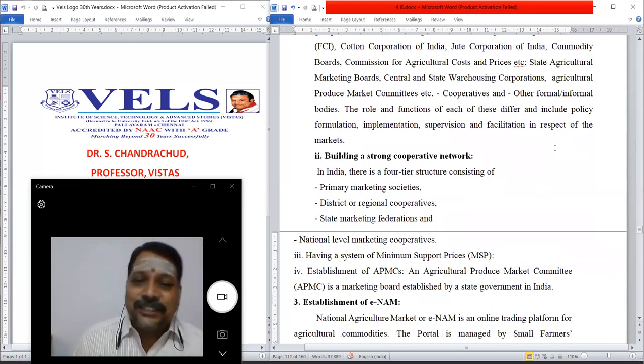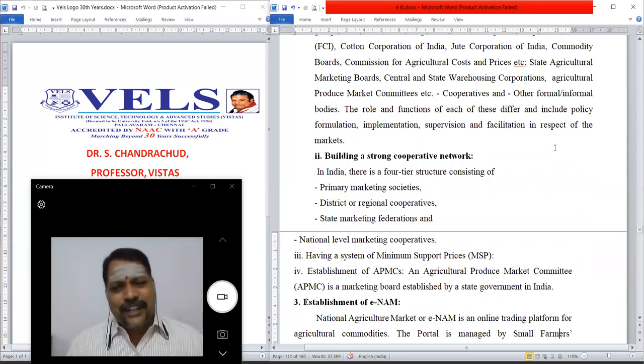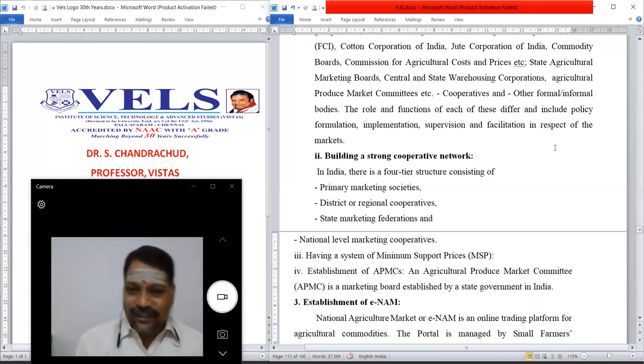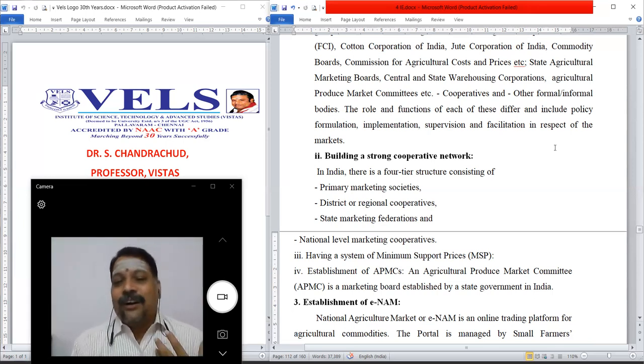So the next best solution is to create a cooperative network. India followed a four-tier structure: the primary marketing society, the district or regional cooperative, and the state marketing federation, apart from the national level marketing cooperative. The four-tier system was implemented. In some villages and areas the scheme is very successful, but not in all agriculture areas. Why? Because people try to migrate from agriculture to allied activities, or move towards urban areas like towns and cities seeking other jobs. So they are not ready to work in agriculture, and they are unemployed.